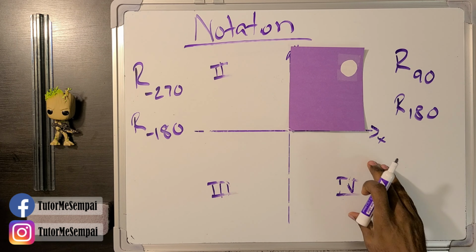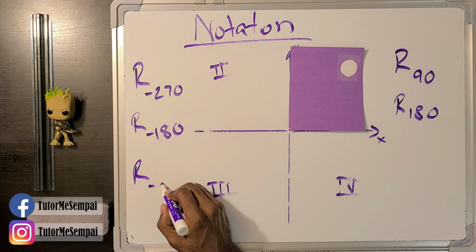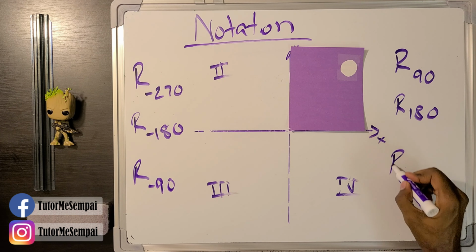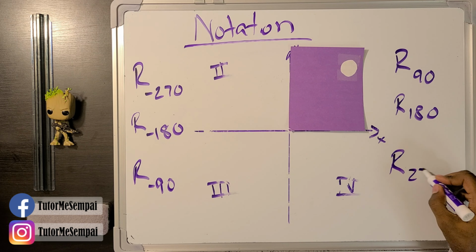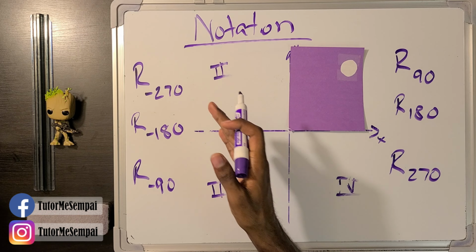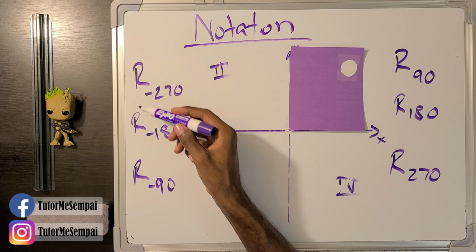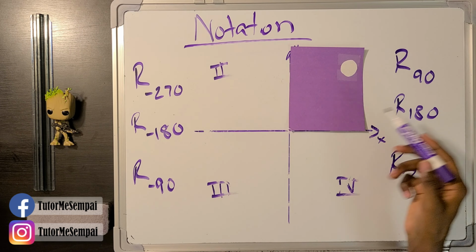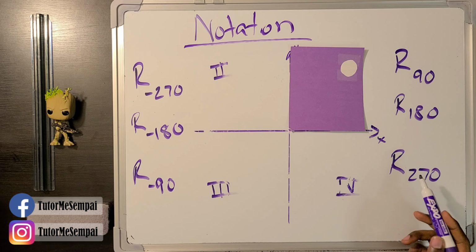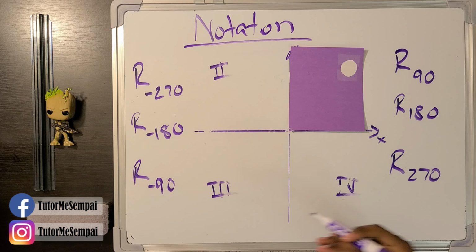How about if we want to end up in our fourth quadrant? We can rotate negative 90 degrees, or we can rotate 270 degrees. There are multiple ways of getting in whatever quadrant you're trying to go to, whether it's positive or negative. So as long as you know that these are going to be equivalent to each other, you don't necessarily have to remember all of these rotations.